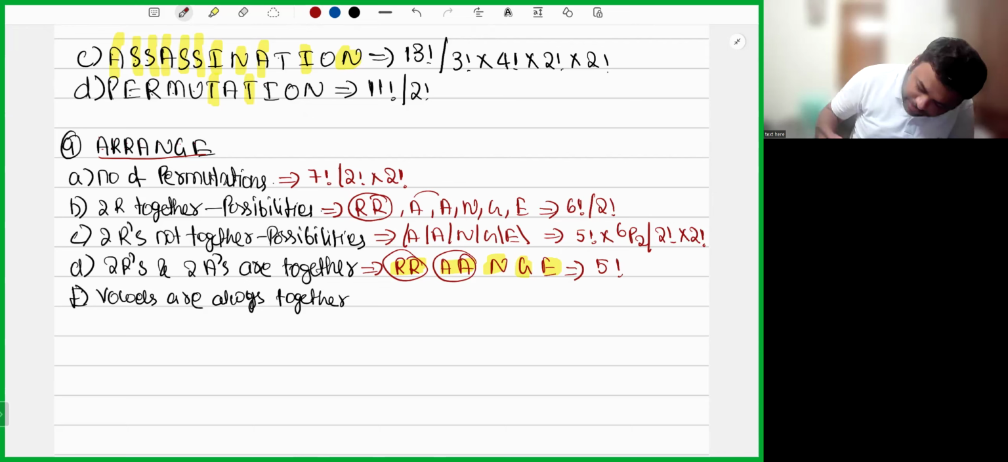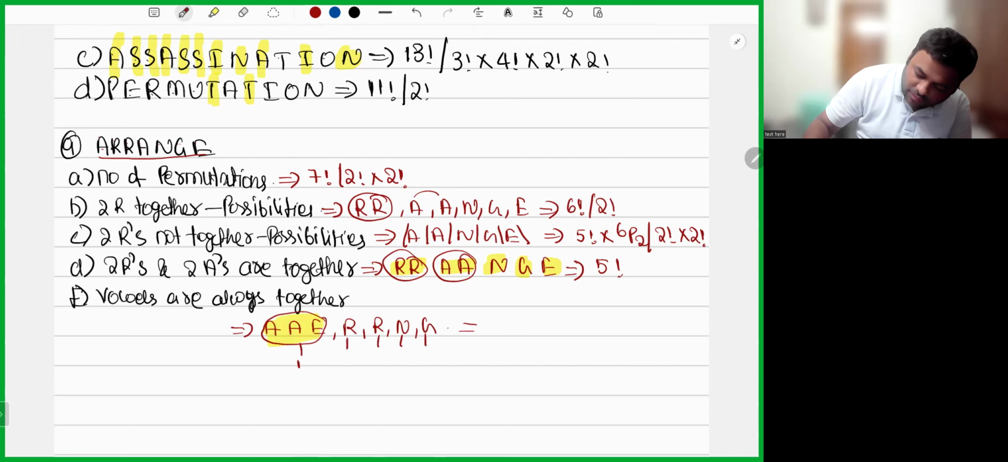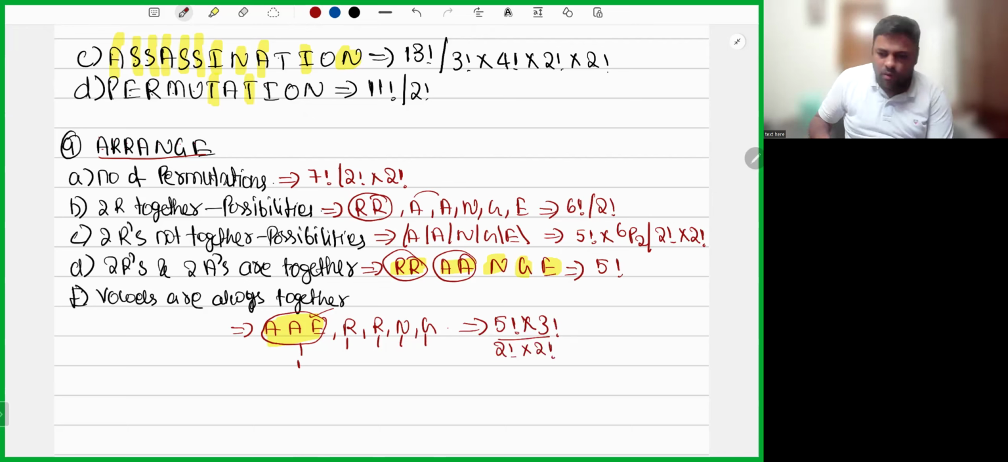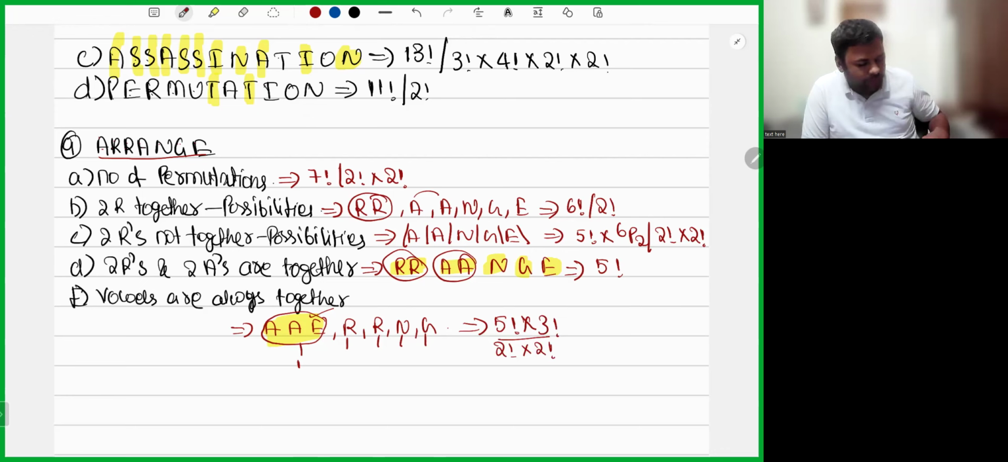Next, vowels are together. What are the vowels here? A, E. R, N, G. All vowels, tie them together. So 1, 2, 3, 4, 5. 5 things, 5 factorial. The vowels can interchange among themselves in 2 factorial. Since R is repeated 2 times, A is repeated 2 times, you simply divide by 2 factorial and 2 factorial. Okay. So I hope example 9 is clear.